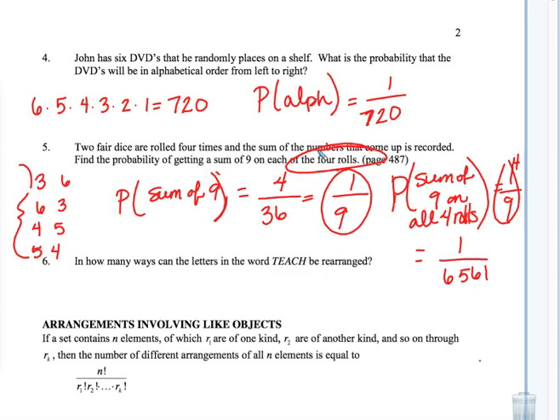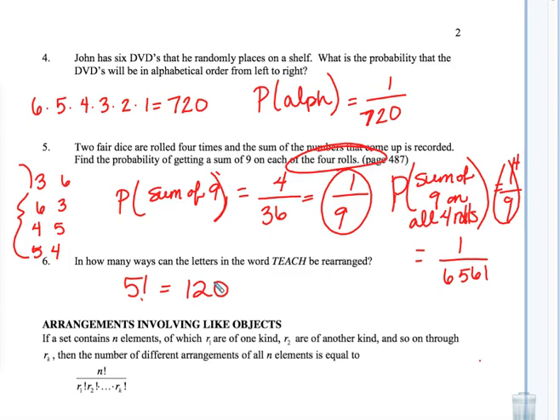So if I want to know how many different ways we can arrange the letters in the word teach, 5 different letters, it's going to be easy: 5 factorial, 5 times 4 times 3 times 2 times 1. And I'm just going to write it with the factorial notation. So there's 120 different ways to arrange the letters in the word teach, because there would be 5 options for the first letter, then 4 options for the second letter, then 3 options for the third letter, as you go down those categories using the fundamental counting principle.